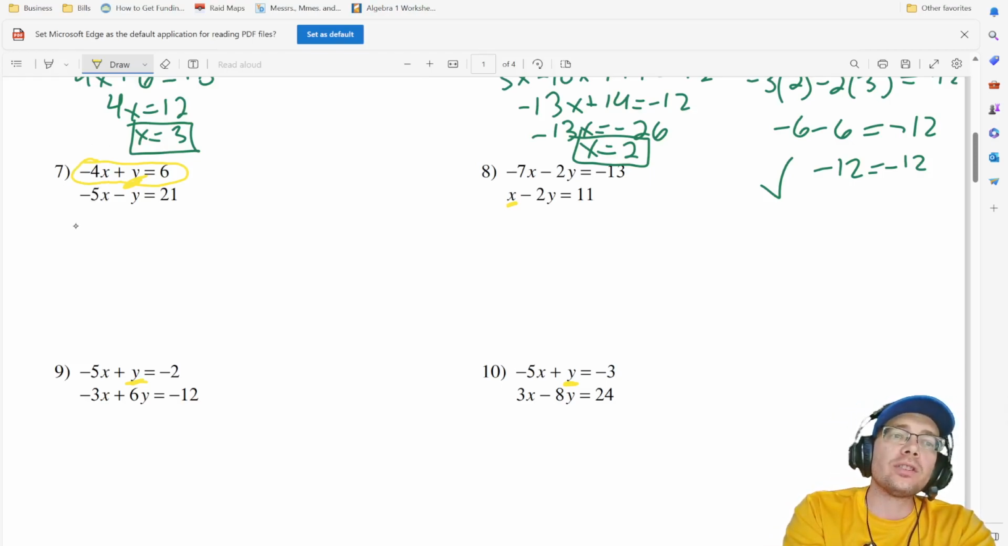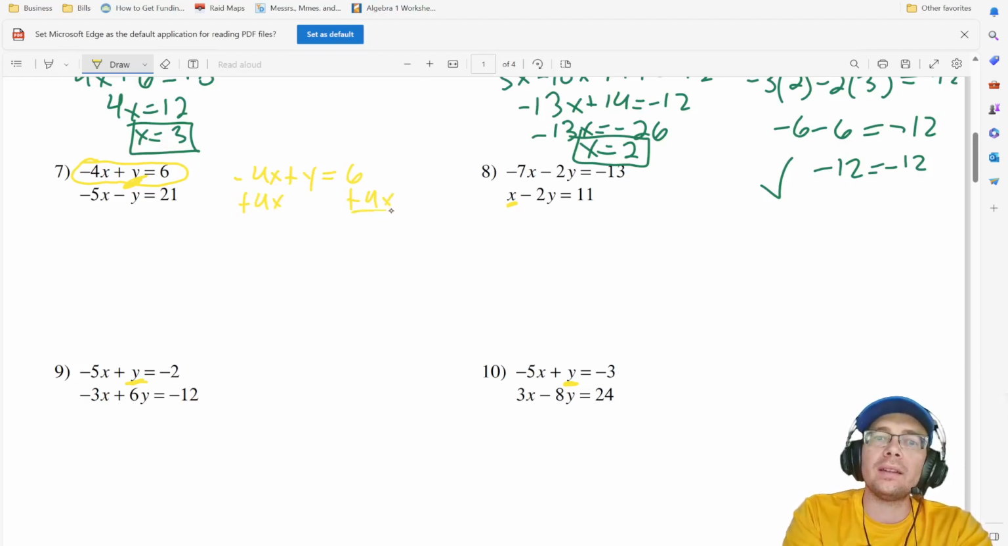So what we would do is, let me just copy this over real quick. -4x plus y equals 6. And we want to add 4x to both sides. I don't know what x is, but I can still add any amount of x's I want to both sides. And now I have that. Cool, so now I have y solved for.